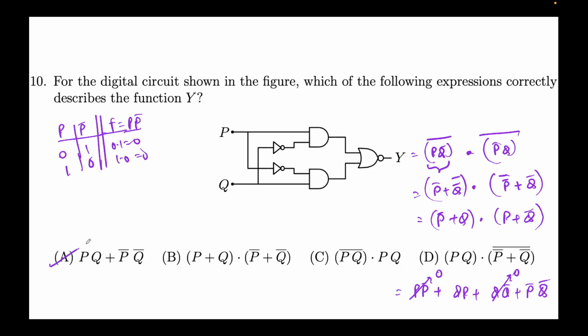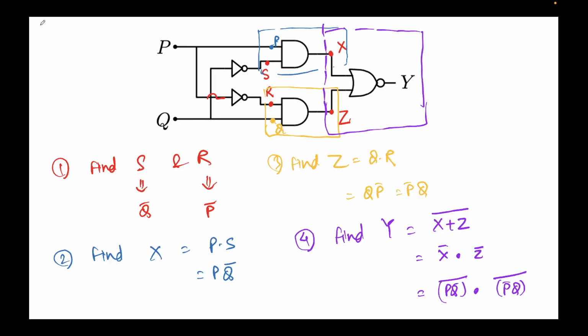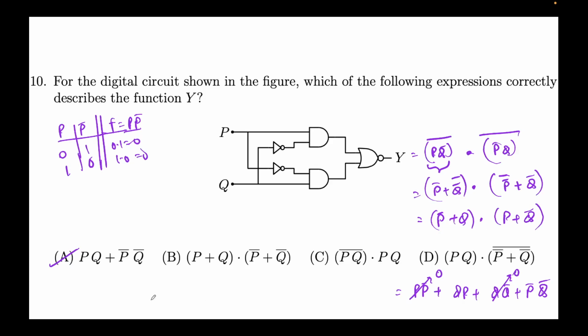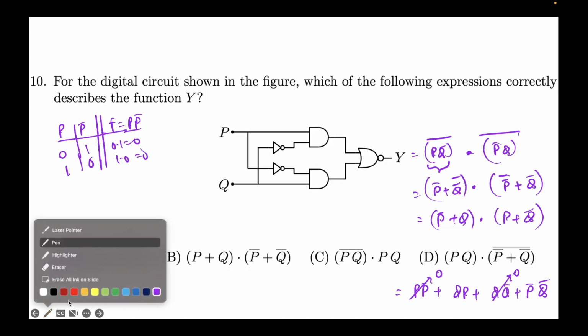So option A. Right. Just a bit of trouble in the last, but it's fine. The approach remains the same. You find out all the intermediate values of the nodes, so for S, R, P and Q, and then X and Z, and finally you just keep on solving the Boolean expression, and we arrive at option A.